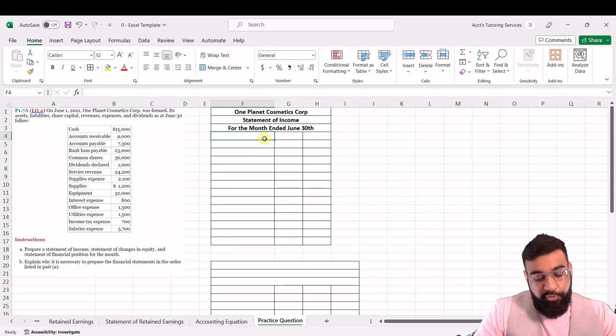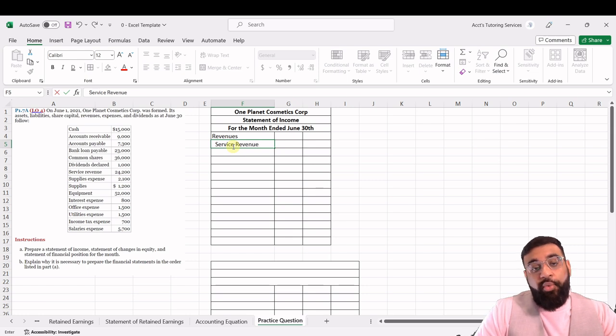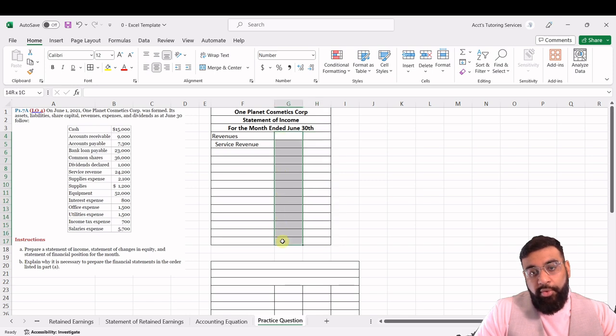So we're going to first start off with revenues, correct? And remember, we just listed out all of the different accounts. We only have one revenue account, which is service revenue. So I'm going to indent it and put in service revenue. Since there's only one revenue account, that's going to go directly into the totals column. Remember, subtotal, totals. So this is going to be 24,200, done. So now we're done with our revenues.